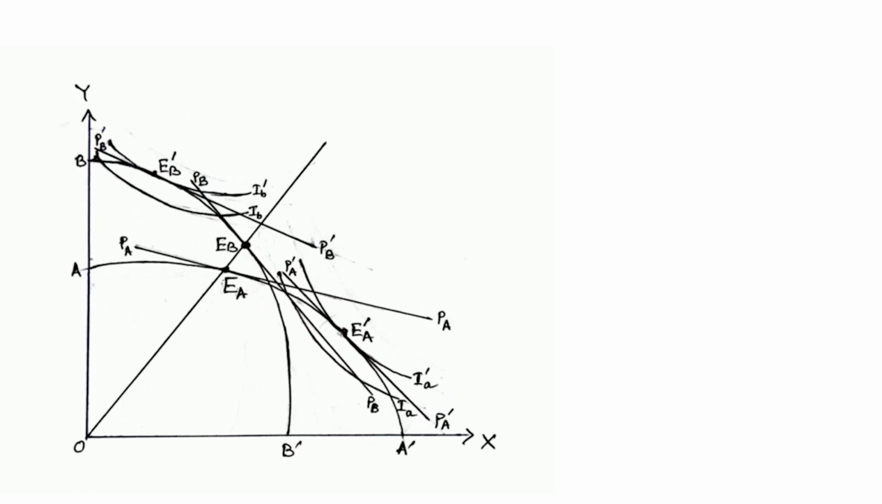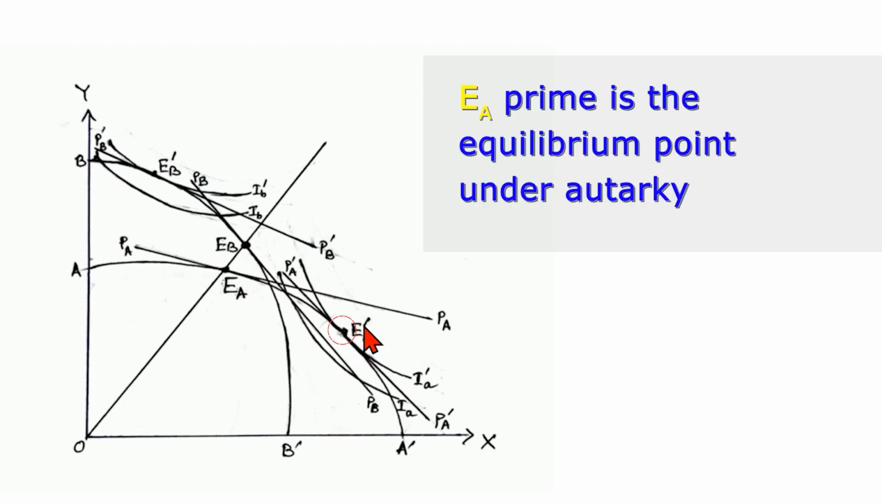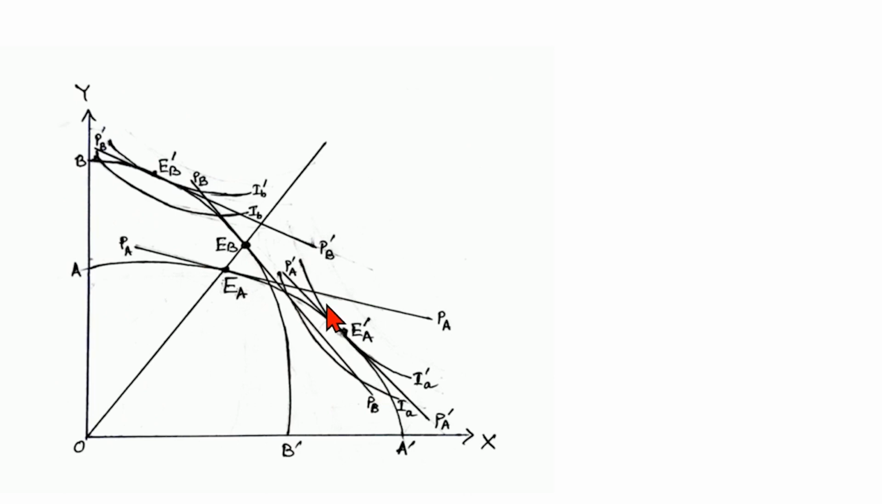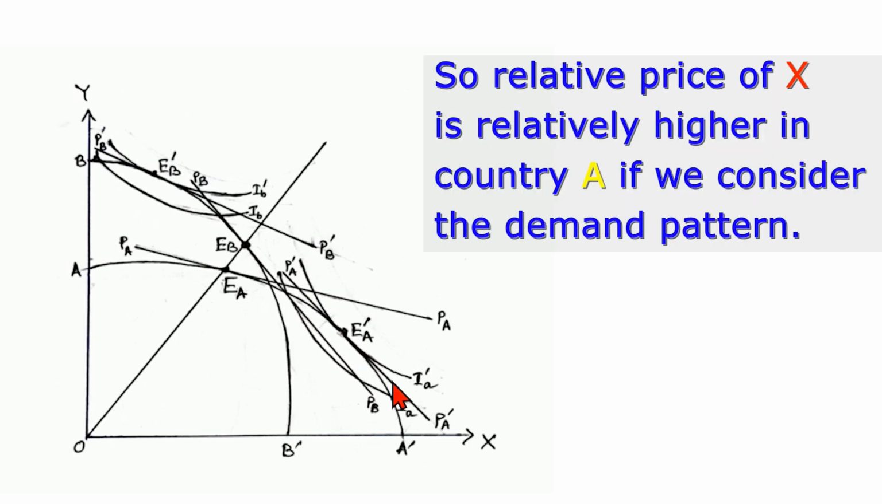Now, consumption equilibrium point is achieved where the price line is tangent with the highest possible indifference curve, and this is attained at a point EA prime. So here EA prime is the equilibrium point under autarky. Now the price line passing through EA prime shows that this is relatively steeper. So the relative price of X is relatively higher in country A if we consider the demand pattern.